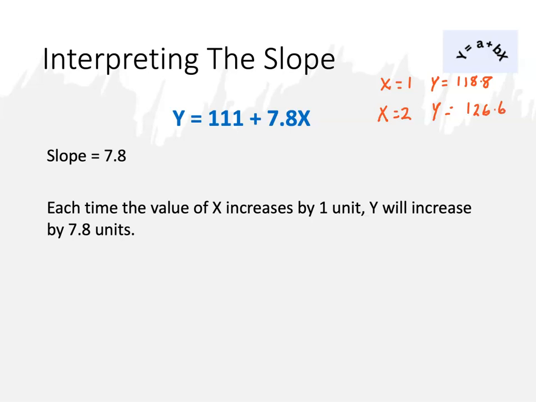Right, so X increased by 1 and Y has increased by, what's the difference there? So it's 126.6 minus 118.8. And the difference is, of course, 7.8.